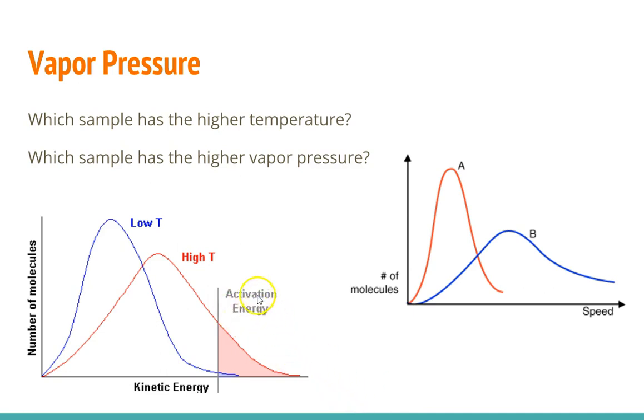This is showing activation energy, but we could treat this as the threshold required to break the IMFs and go from liquid to gas, right? If this is the threshold in order to make that transition, then at a higher temperature, a higher portion of them are going to make that transition. At a low temperature, you'll still have some evaporating, but not very many.